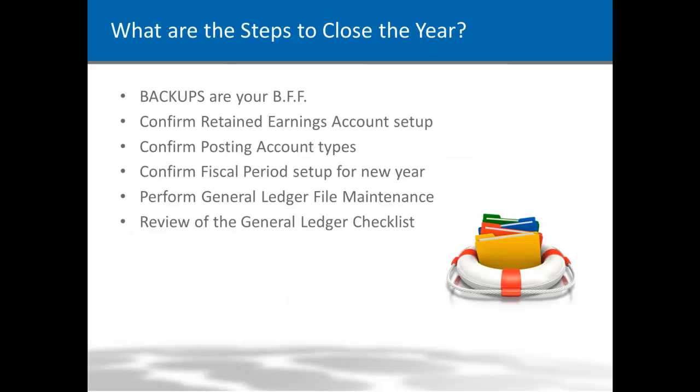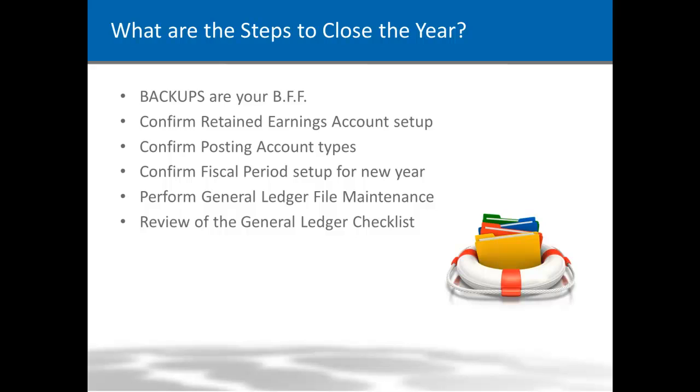Okay, so backups are your BFF. The things you want to do are confirm your retained earnings account is set up correctly, and confirm the posting account type. Usually, if you've worked with us before in a year-end close, you probably still have a smart list that you can run to check your posting accounts to see if your P&L accounts are set up as P&L accounts and your balance sheet accounts are really set up as balance sheet type accounts.